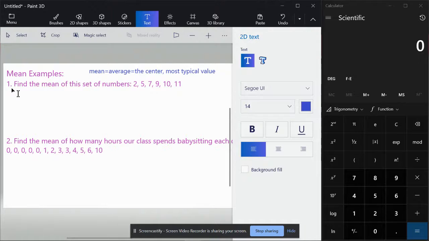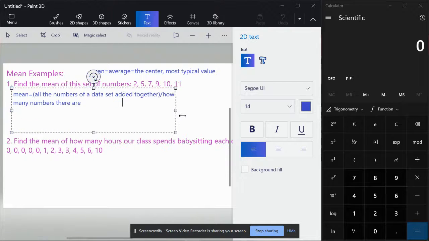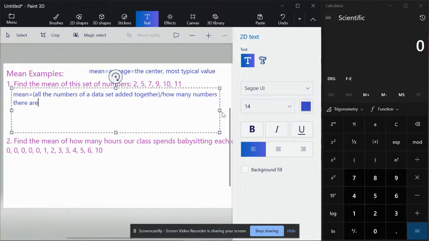So one way that you can think about mean is that mean is all the numbers of a data set added together. Do that first, and you divide that by how many numbers there are. So in this case, the first thing we're going to do is add up all the numbers in this set for number one.